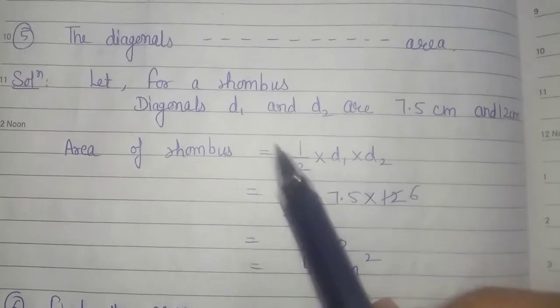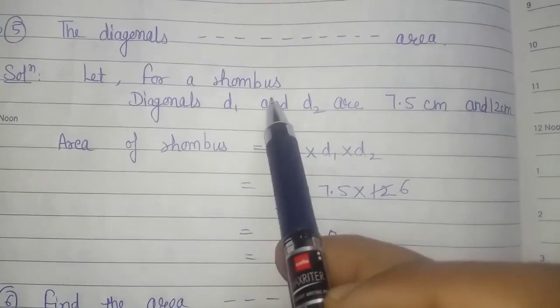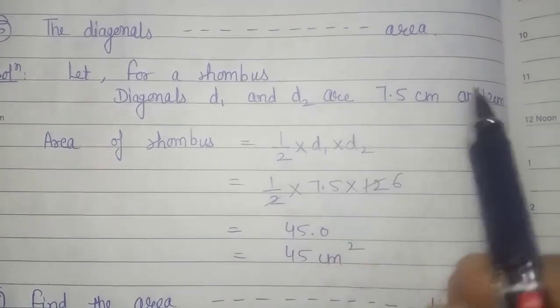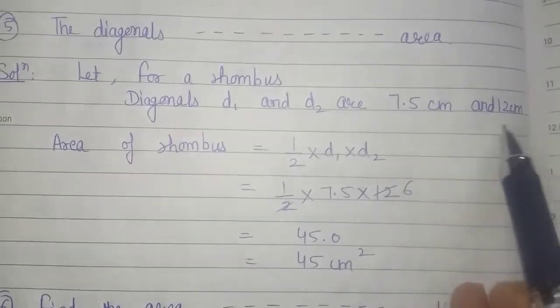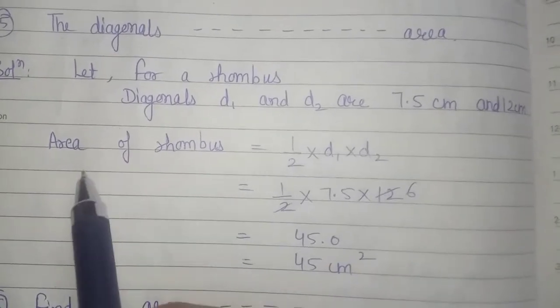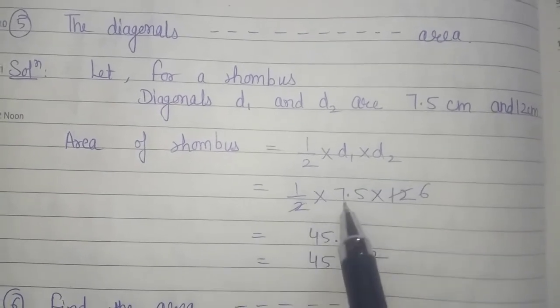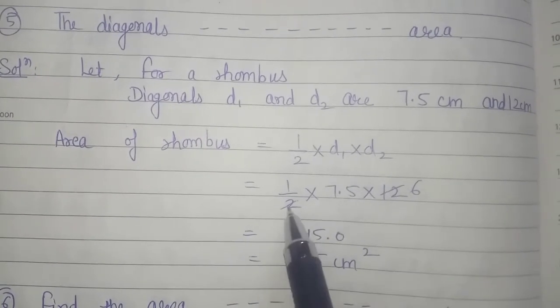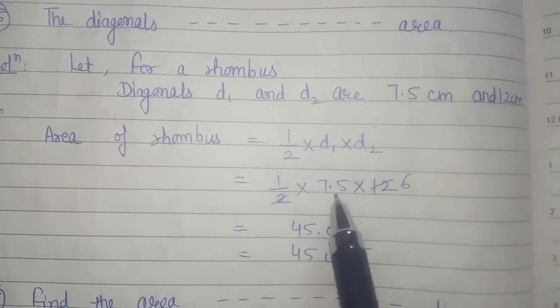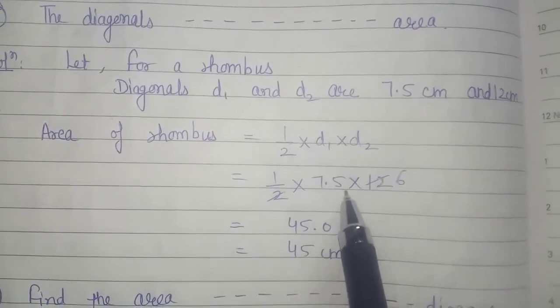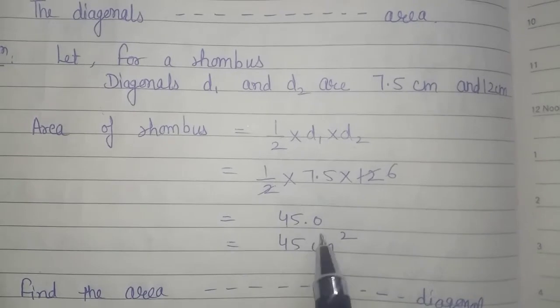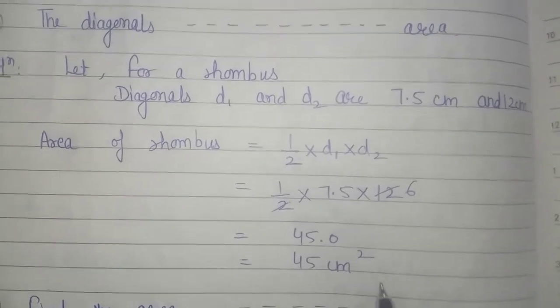So here we have the solution of that. Let for a rhombus, diagonals d1 and d2 are 7.5 cm and 12 cm given in the question. Area of rhombus is half into d1 into d2 is equal to half into 7.5 into 12. 2 ones are 2, 2 sixes are 12, and on multiplying 7.5 by 6 we get here 45.0 or 45 centimeter square.